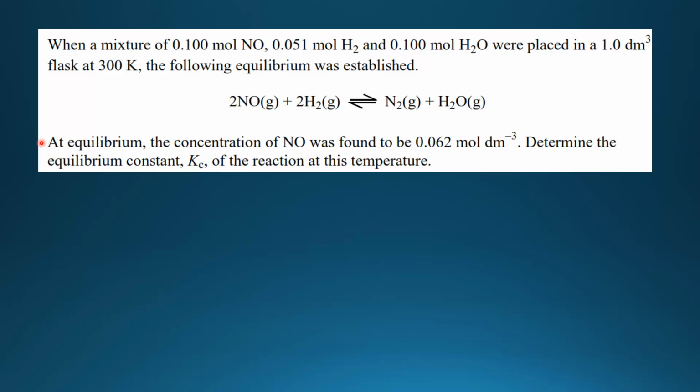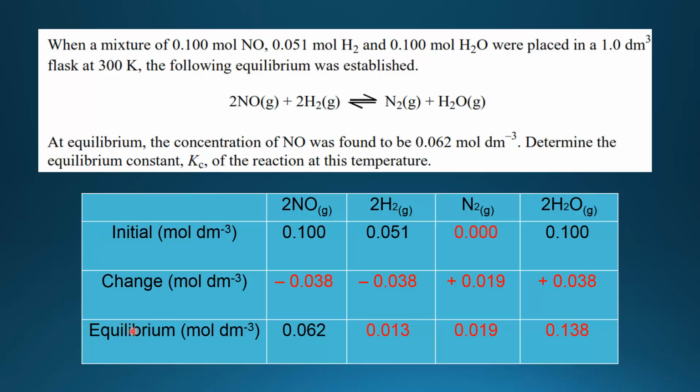At equilibrium, the concentration of nitrogen monoxide was found to be 0.062 moles per decimeter. So we'll use this data to make an icebox, and then we'll calculate the equilibrium constant. Here's our icebox. I stands for initial, C for change, and E for equilibrium. So that's the initial concentration, the change in concentration, and the equilibrium concentration. At the top, you have the species that appear in the balanced equation, and don't forget the coefficients as well. The numbers in black are the ones given to us in the question. The numbers in red are the ones that we have to calculate.